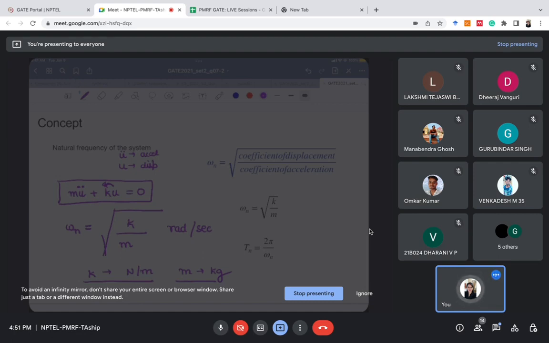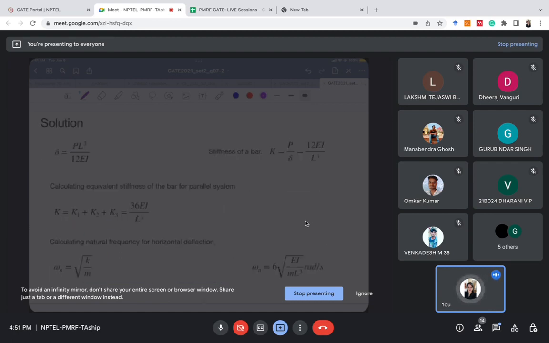So in this question, you are only asked what is the value of natural frequency. Maybe next year, they might ask you what is the value of the time period. The time period will be 2 pi by omega n, and you will calculate omega n the way I'm telling you, and simply put it in the formula 2 pi by omega n. So omega n is under root k by m, where k should be in newton per meter and m should be in kg. I hope it is clear.